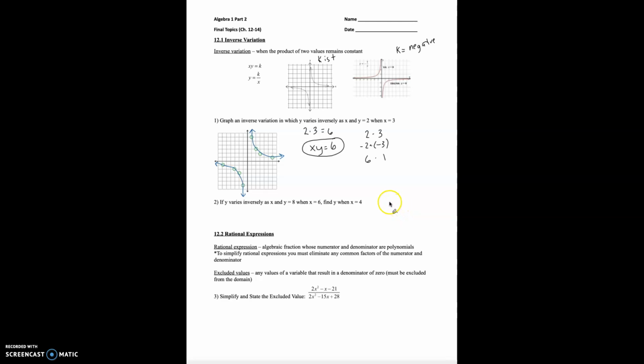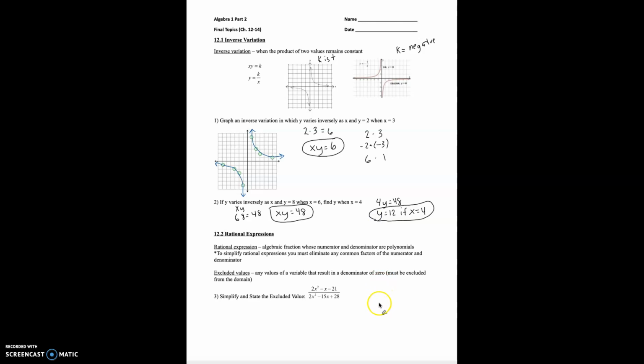Problem 2, y varies inversely. y is 8 when x is 6. So again, I'm going to figure out what k is. x times y, 6 times 8 equals 48. So what's our equation? This is the part people forget. We want to write x times y equals 48. That is the inverse variation equation for this problem. So let's find out what y is if x is 4. So 4y equals 48. I'm going to get y is 12 if x is 4. So that's my second answer.